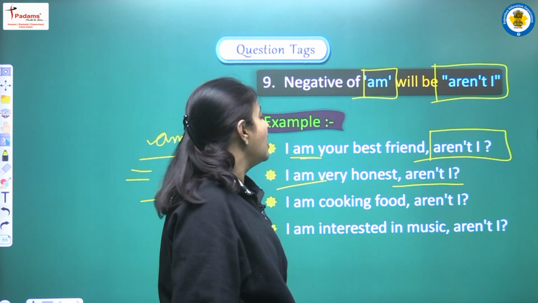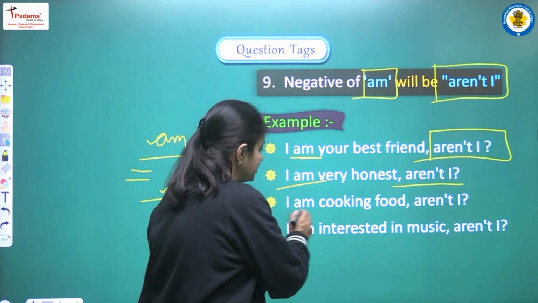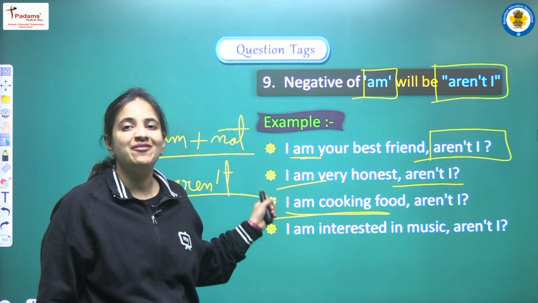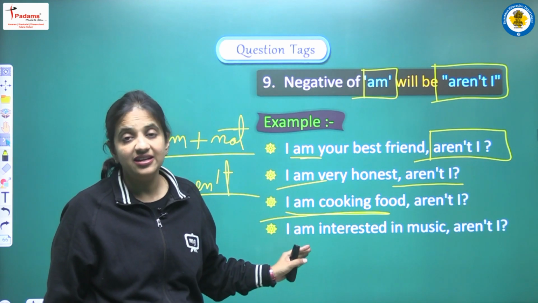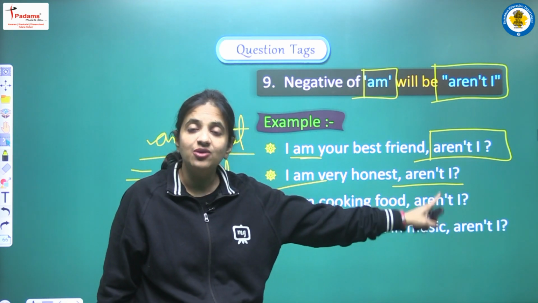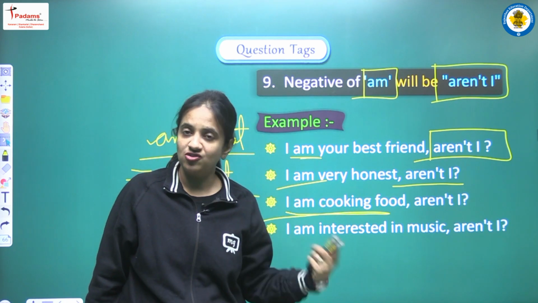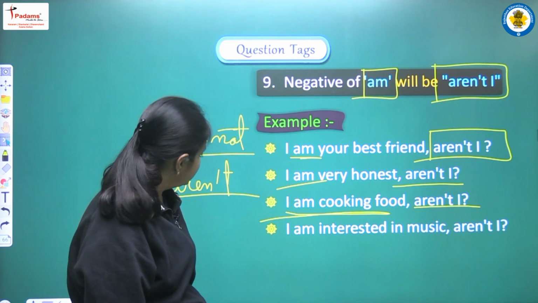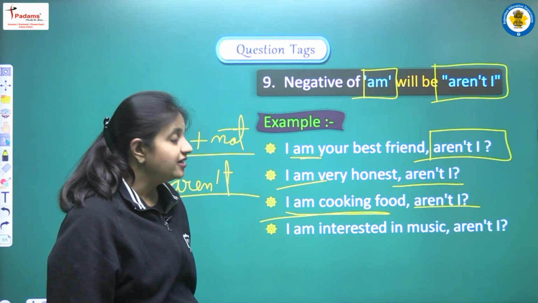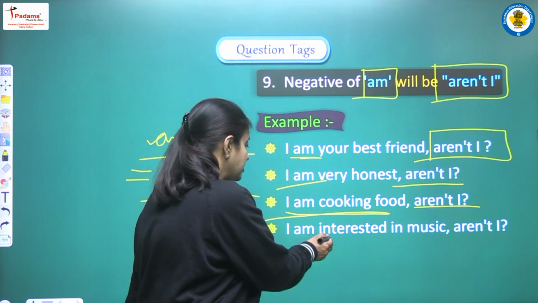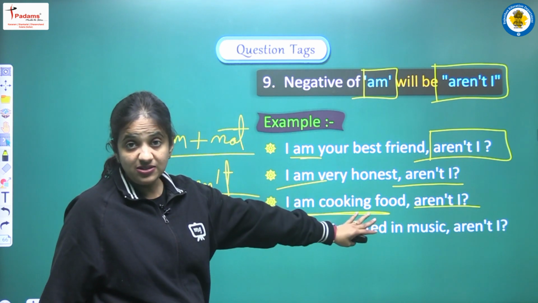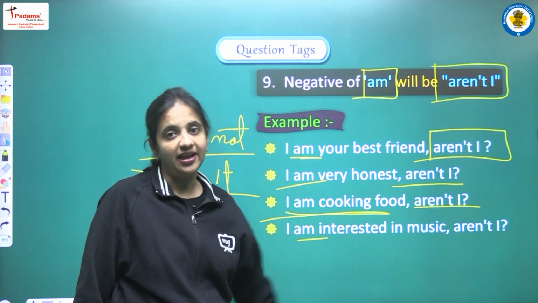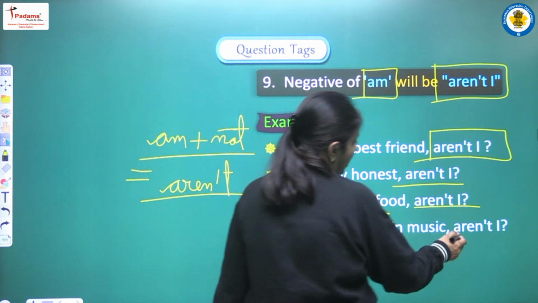Next example: I am cooking food. In this sentence we have I am cooking food, which is the present continuous tense. We have am and it's a positive sentence, so the question tag will be negative. So we write am plus not in short form, that will be aren't I. Next is: I am interested in music. Again we have am, and yes, it's a positive sentence. So that will be aren't I.